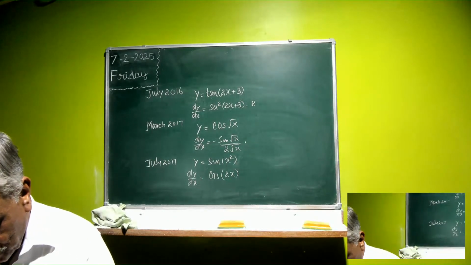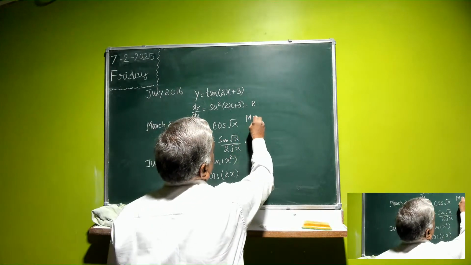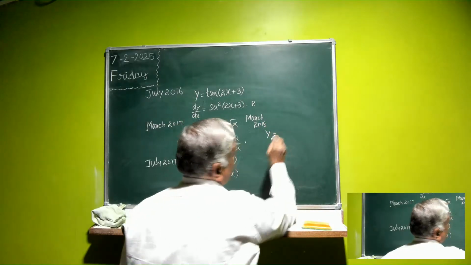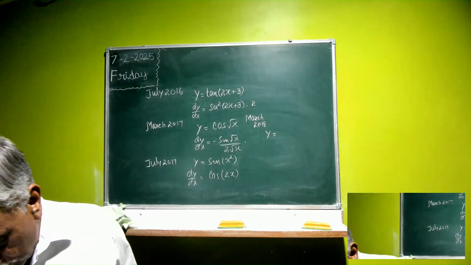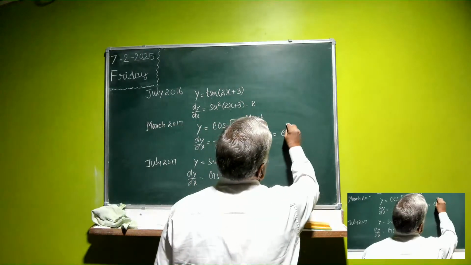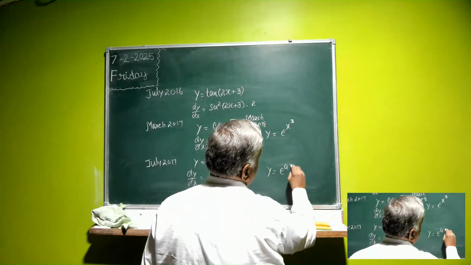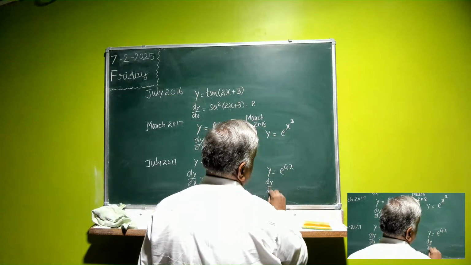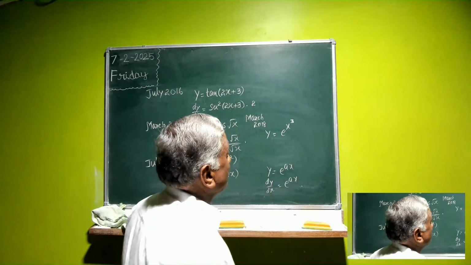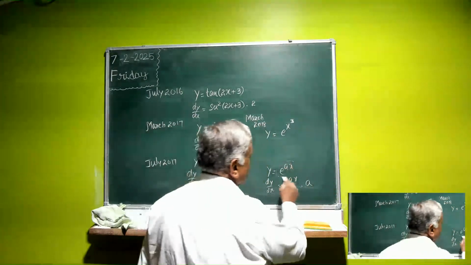We will move on to March 2018. Y is equal to e to the power of x cube. So remember, if y is equal to e to the power of ax, dy by dx is e to the power of ax as it is, will not change. Then you should differentiate ax, that is a. So whatever e power is there, you should retain as it is.